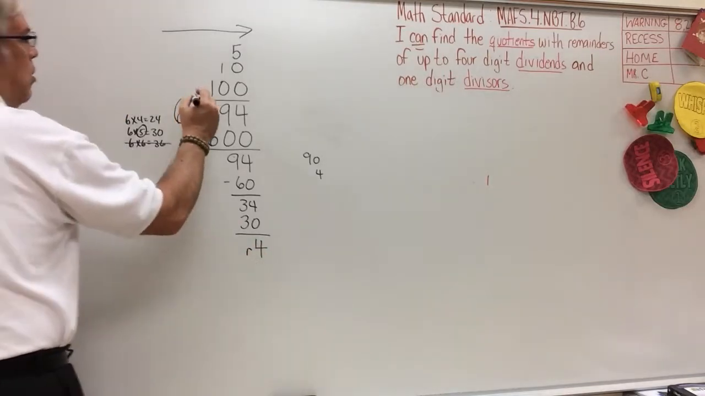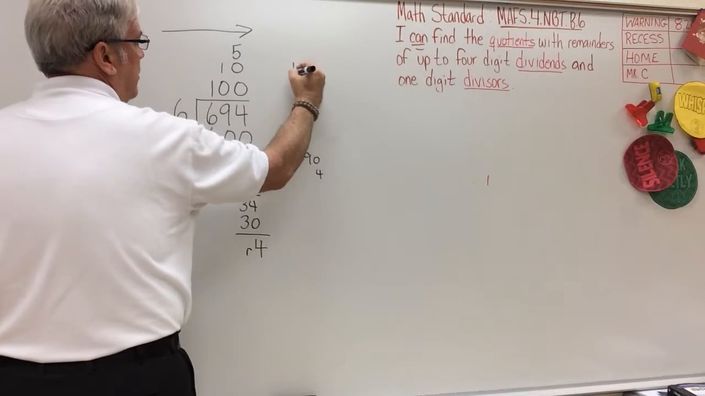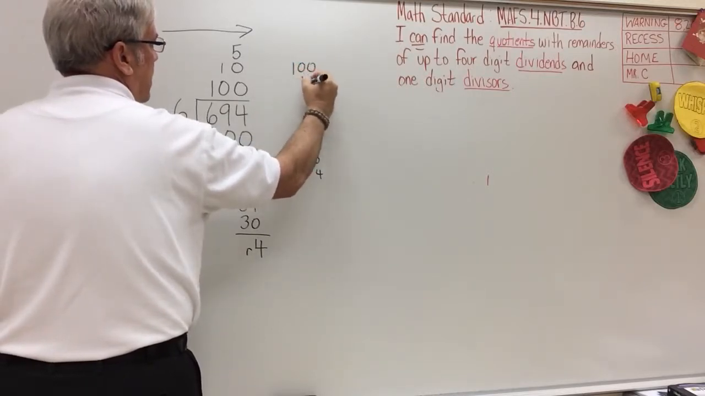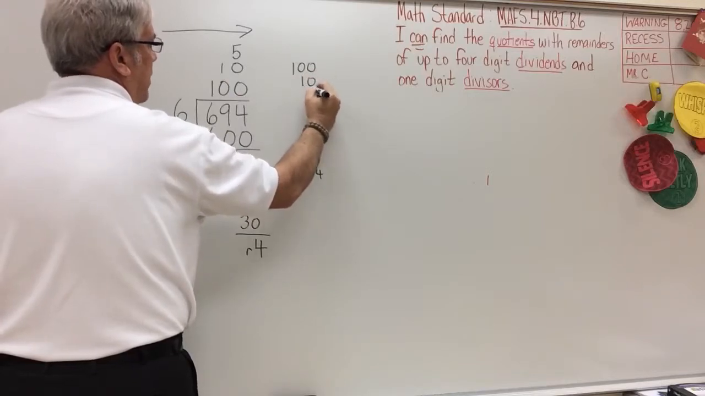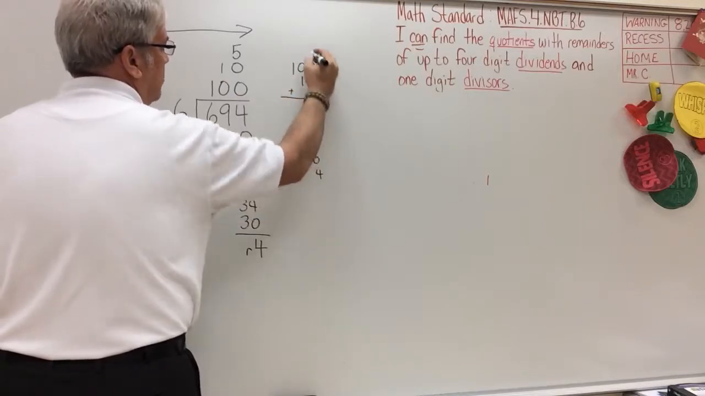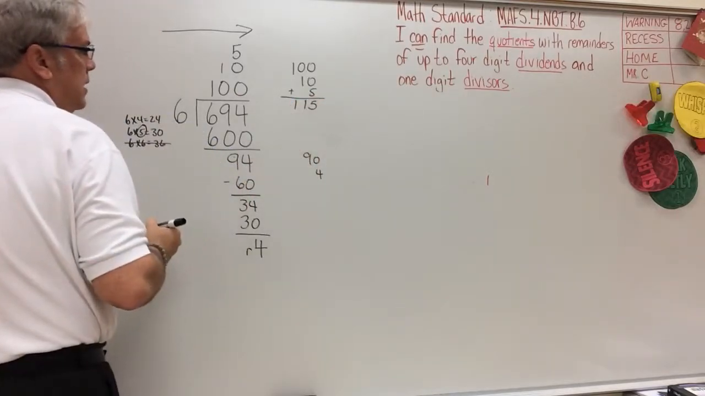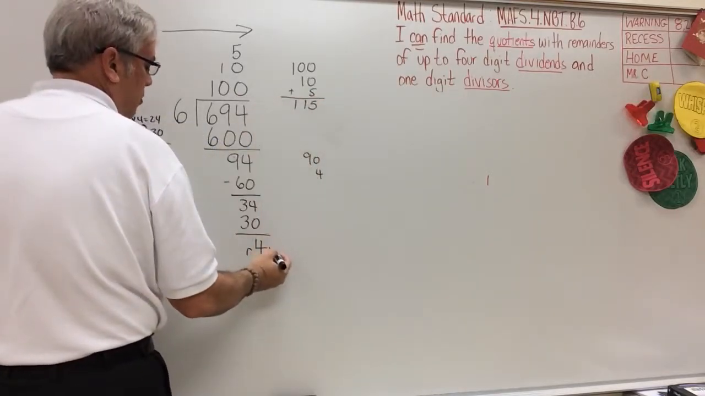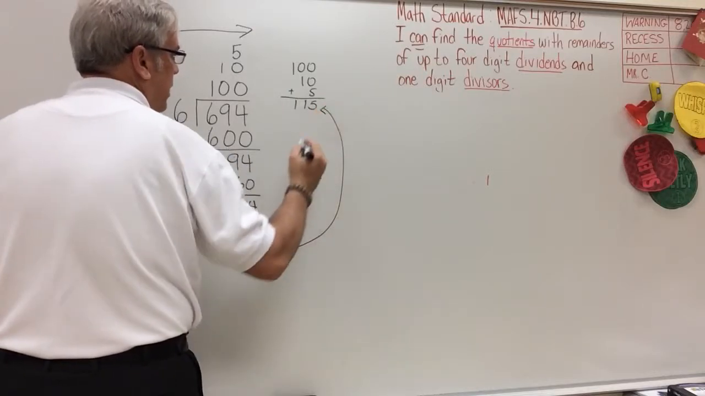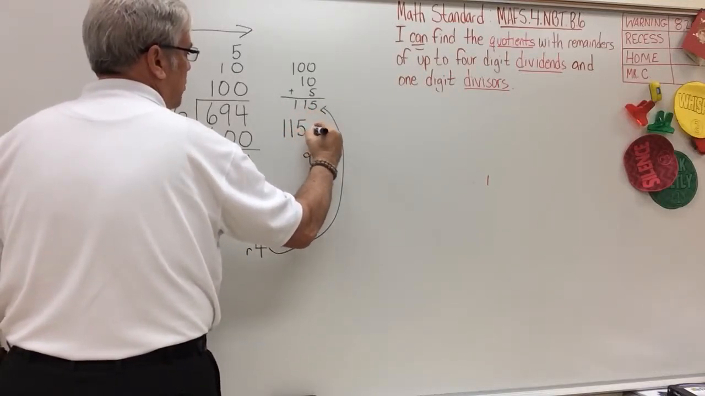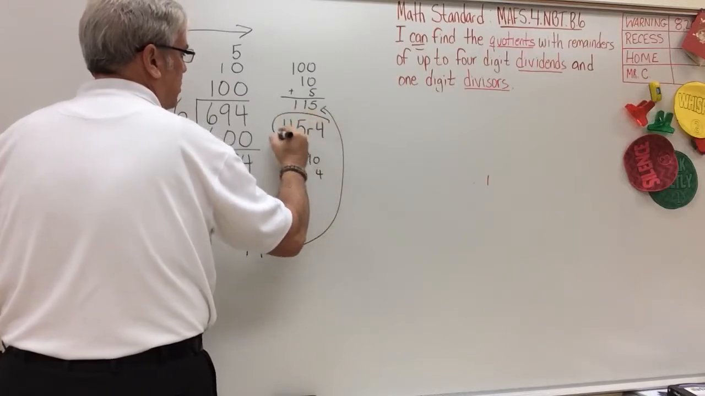And then we have to take all of our partial quotients and add them together. 100 plus 10 plus 5. Add them together, we get 115. And then we have to bring our remainder over. And our quotient becomes 115 with a remainder of 4.